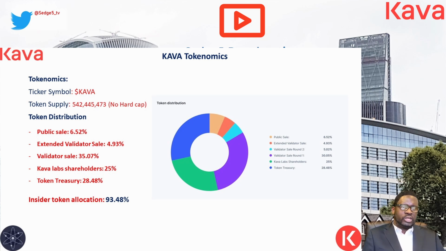According to our own evaluation of these stats, we came to the conclusion that insider token allocation is around 93.5%, which is not ideal, especially looking at it through the lens of our DIWA, our toolkit. You'll find out when we go to the scoring.